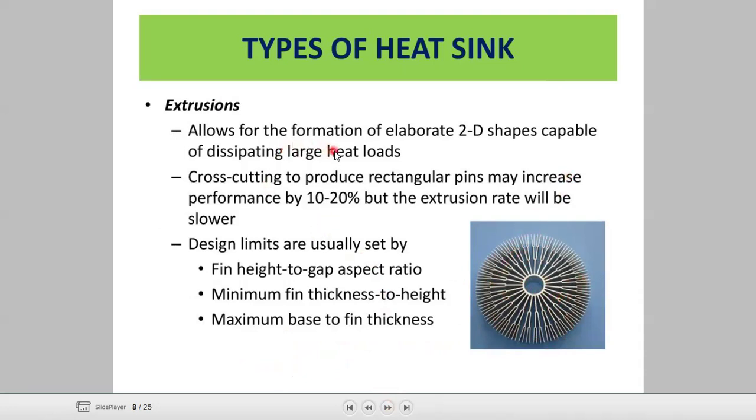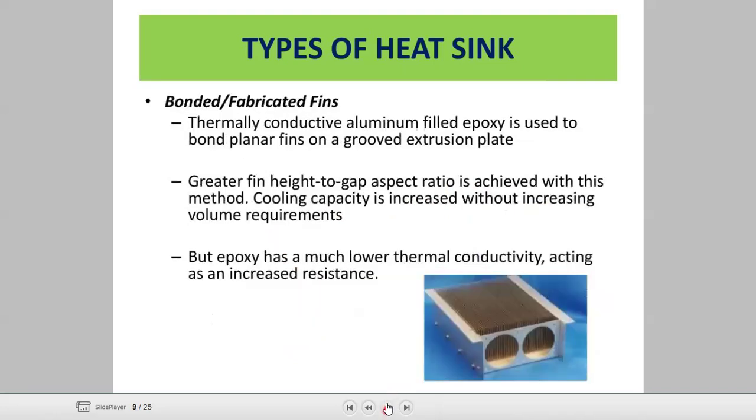Extrusions allow for formation of elaborate 2D shapes capable of dissipating large heat loads. Cross-cutting to produce rectangular pins may increase performance by 10 to 20%, but the extrusion rate will be slower. So design limits usually set fin height to gap aspect ratio, minimum fin thickness to height, maximum base to fin thickness. So what is bounded here?